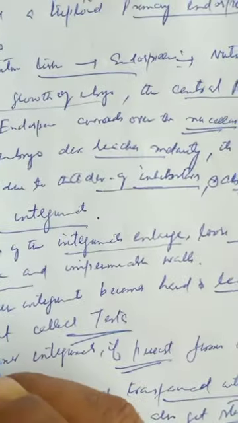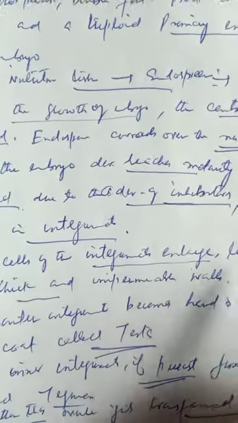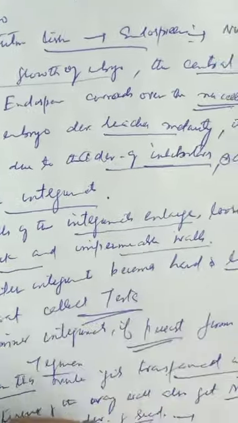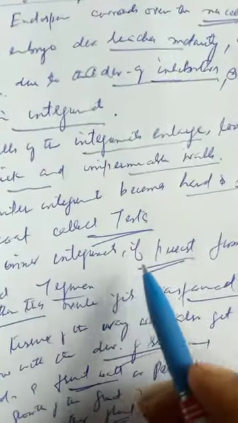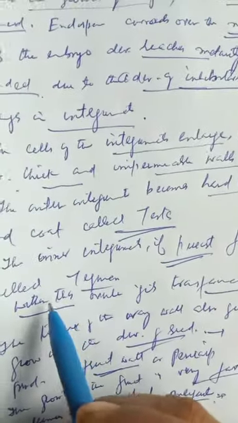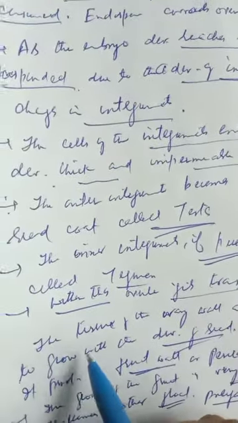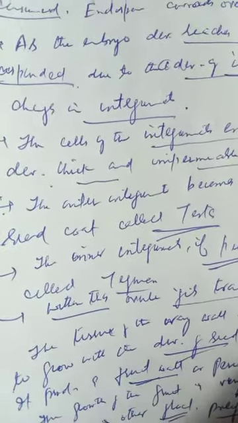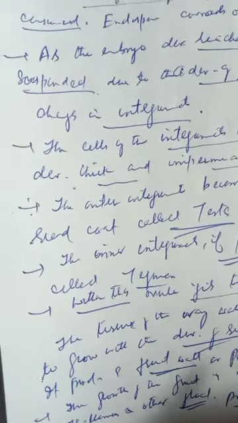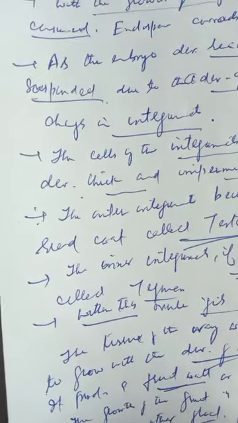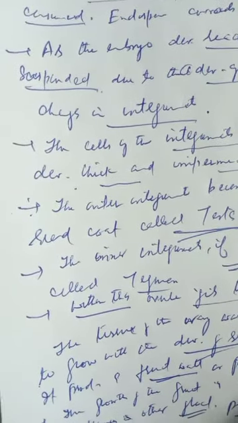Now what happens to the integuments? The cells of the integuments enlarge, lose their protoplasm, and develop thick and impermeable walls. The outer integument becomes hard and leathery and forms the outer seed coat called testa. The inner integument, if it persists, forms the inner seed coat called tegmen. With this, the ovule gets converted into a seed, and the tissues of the ovary wall also get stimulated with the development of the seeds. So they also grow and produce a fruit wall or pericarp.